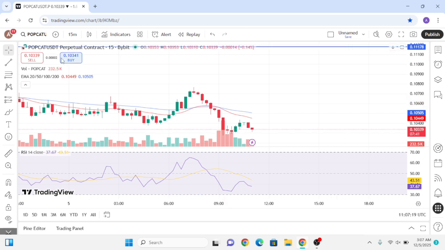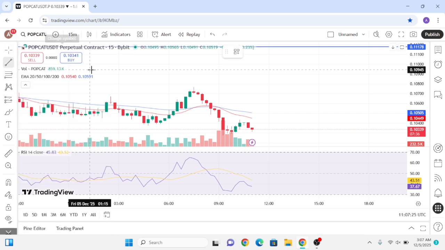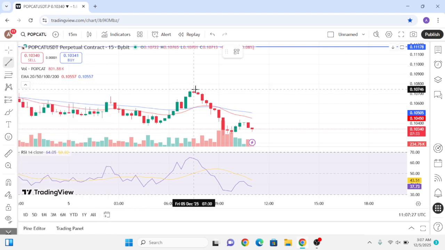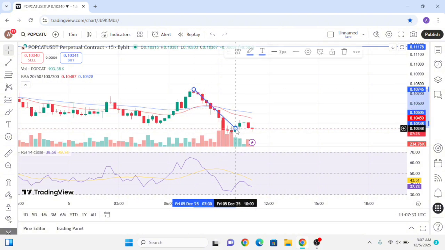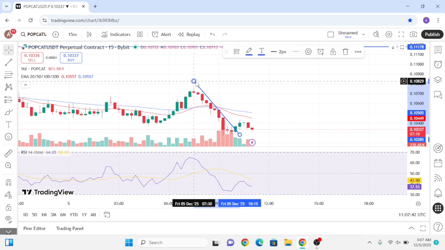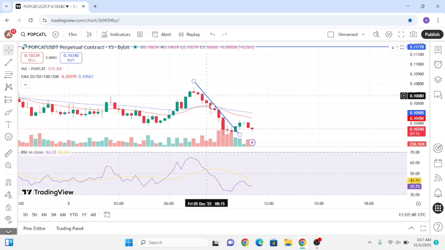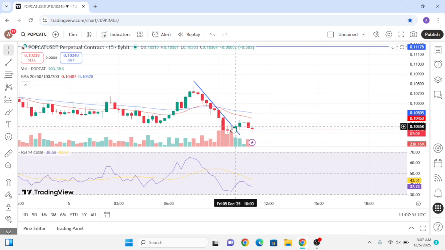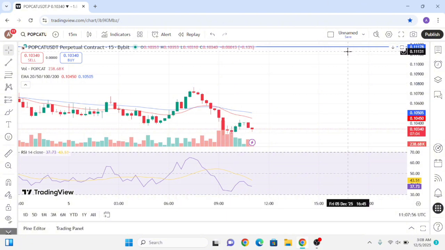For the downtrends, you have to mark from the tops, which are lower highs, down. Mark the direction. And one thing is that once the candle breaks the trend line, that means there is another direction in the market. You have to close the trade at that moment.